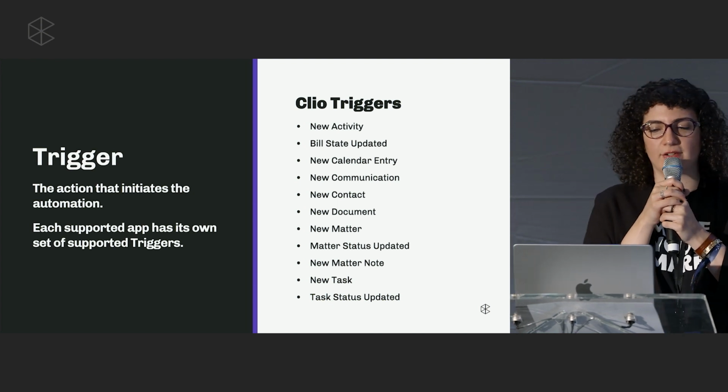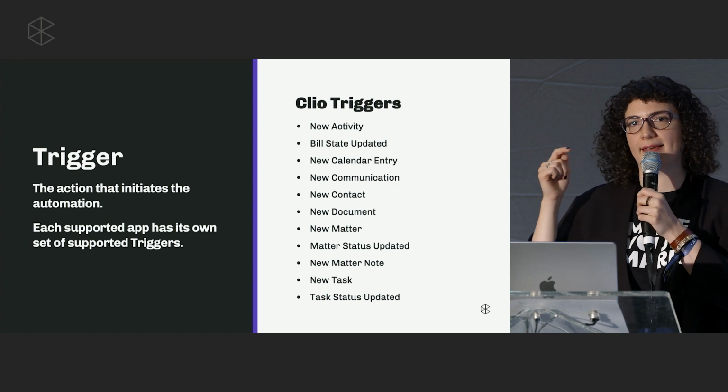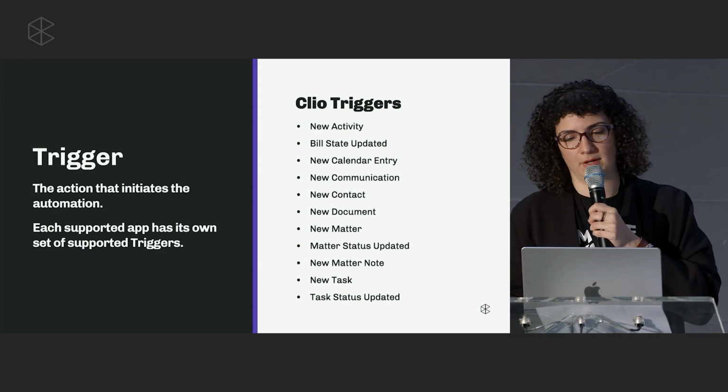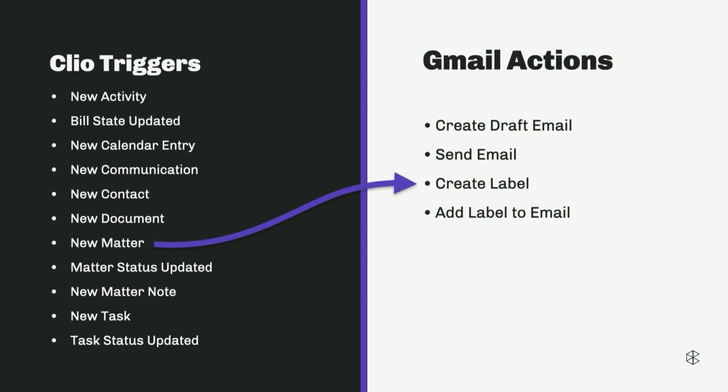And we're also going to dive into some examples, all the while remembering that the trigger is the action that initiates the automation. Here, the Clio trigger is a new matter, and it can result in a label being created in Gmail.